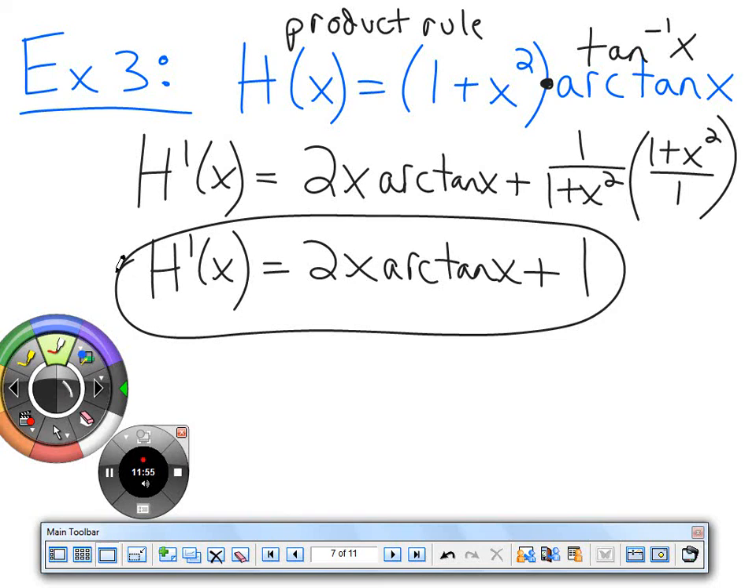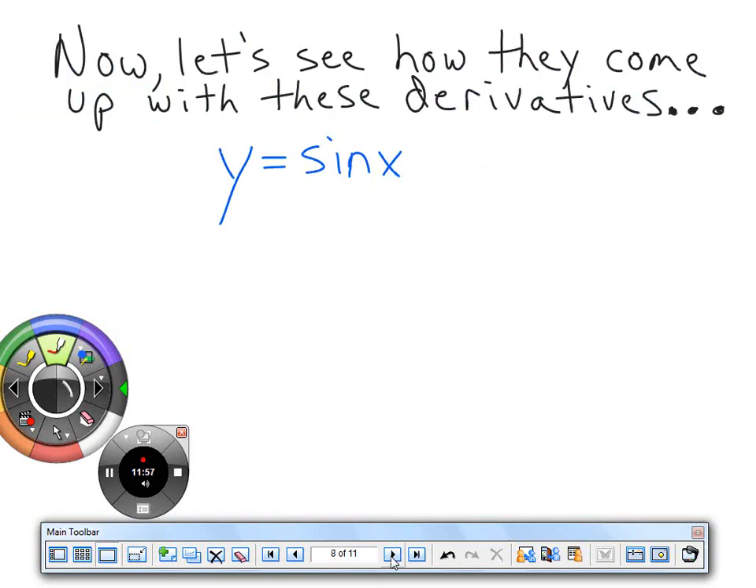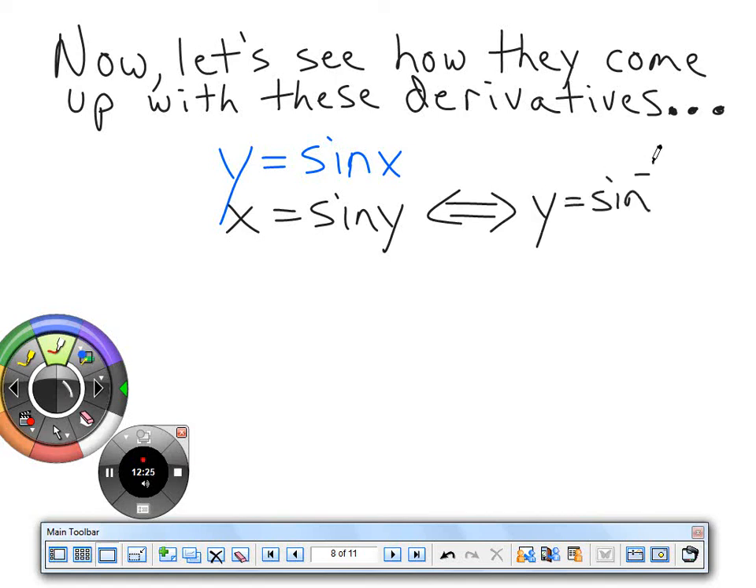All right, the next thing I want to show you is how in the world they come up with these formulas for the derivatives. So I just want to end with this. Let's say we start off with y equals sine x, and we want to see where the inverse sine comes from. Well, first of all, let's switch the x and the y. So x equals sine y, and you know that this is exactly the same thing as y equals inverse sine of x. It's just that this one on the left doesn't have the y isolated.